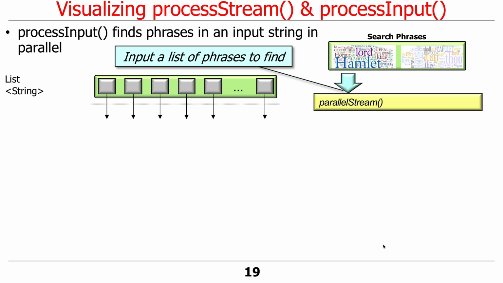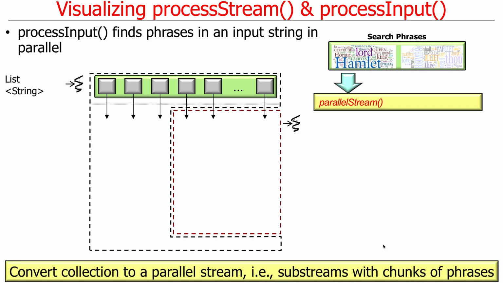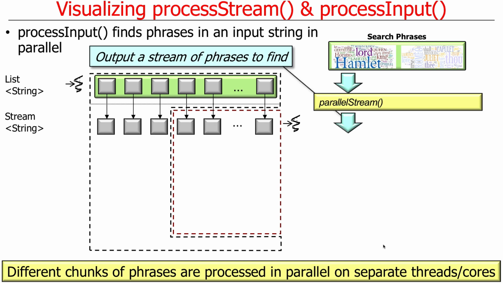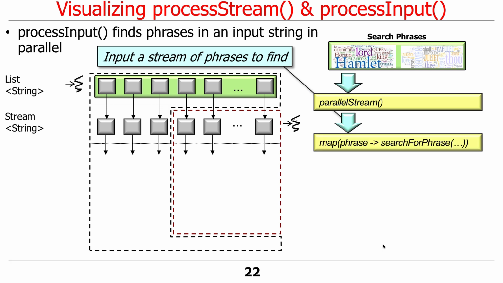Okay, so that was processString. Let's take a look now at processInput. This takes an input string, a given work of Shakespeare, and then searches for the phrases in parallel. You can see here that we're going to convert the collection to a parallel stream, which is a substream with chunks of phrases, and then we're going to output the stream of phrases to find. For every phrase, we're going to go search the string for that phrase. Keep in mind that that's all taking place in parallel.